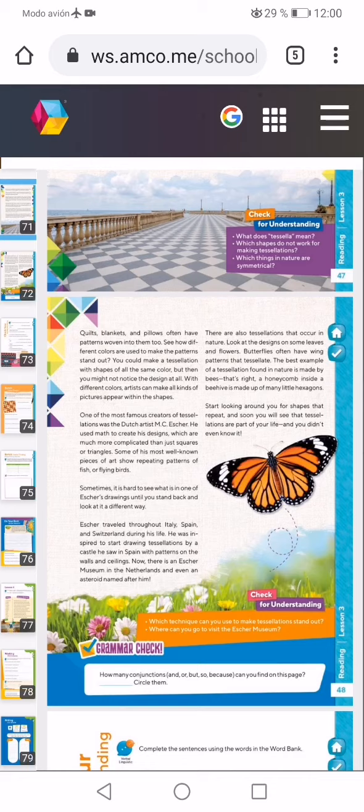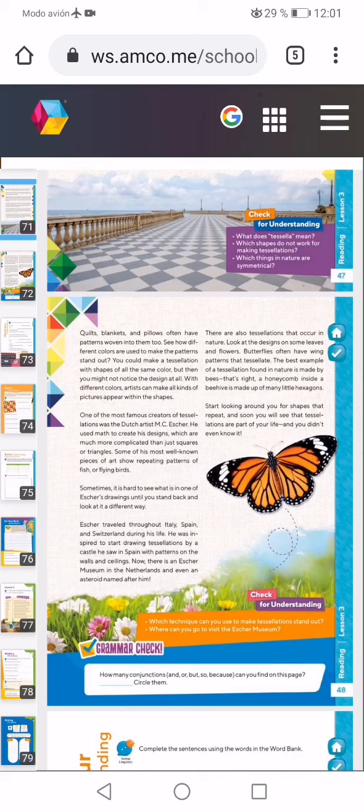One of the most famous creators of tessellations was the Dutch artist M.C. Escher. He used math to create his designs, which are much more complicated than just squares or triangles. Some of his most well-known pieces of art show repeating patterns of fish or flying birds. Sometimes it is hard to see what is in one of Escher's drawings until you stand back and look at it a different way.